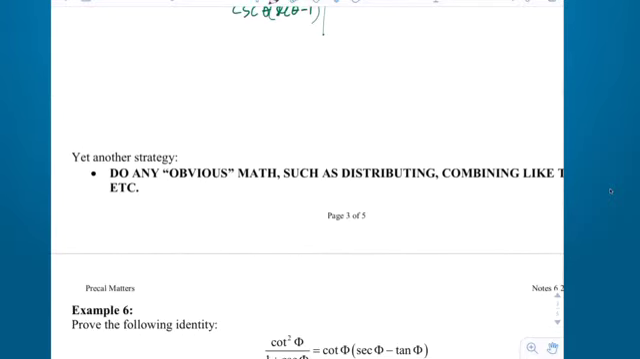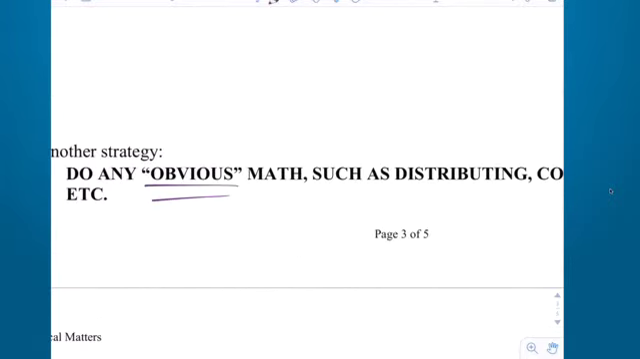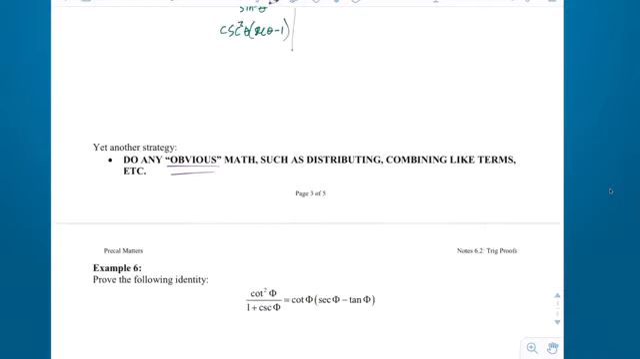So here's yet another strategy. Do any quote-unquote obvious math. Why is obvious in quotations there? Is that what someone said? Am I quoting a person? No. It means do what's obvious. Because it may not be obvious to someone what is obvious to someone else. So what does it mean? It means do anything like distribute, factor, combine like terms, divide out common factor. That would be what I would consider quote-unquote obvious.